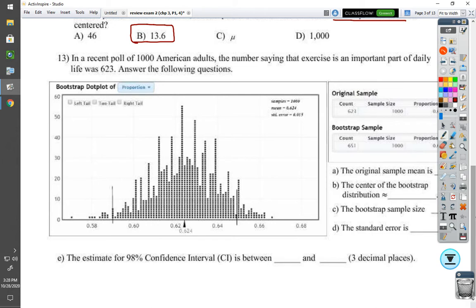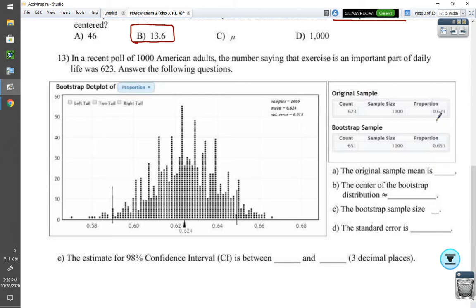In a recent poll of 1,000 American adults, the number saying that exercise is an important part of daily life was 623. Answer the following questions. The original sample mean is right here, 0.623, because remember, this is the original sample. The center of the bootstrap is approximately this 0.623 value right here. This number that it's showing right now is from a statistic that was given. The size of the bootstrap sample is 1,000.